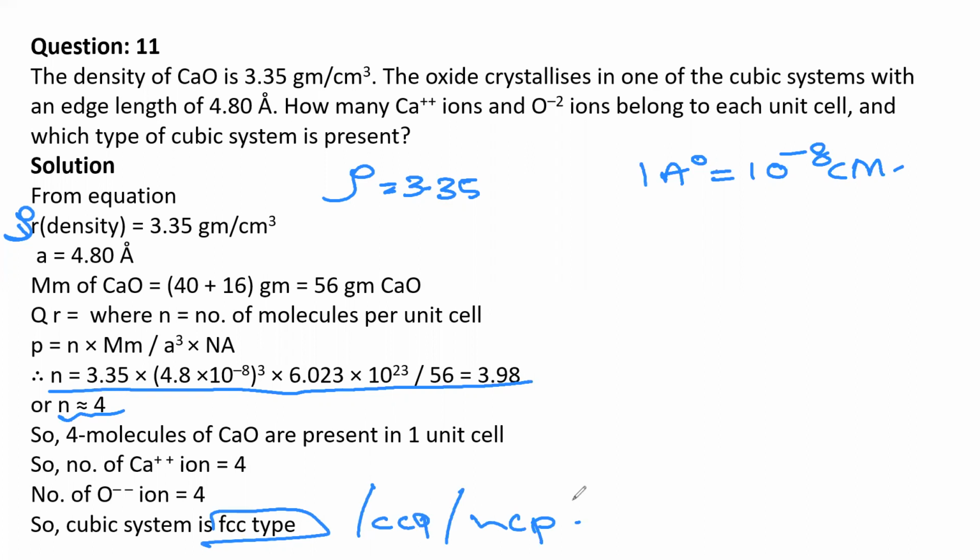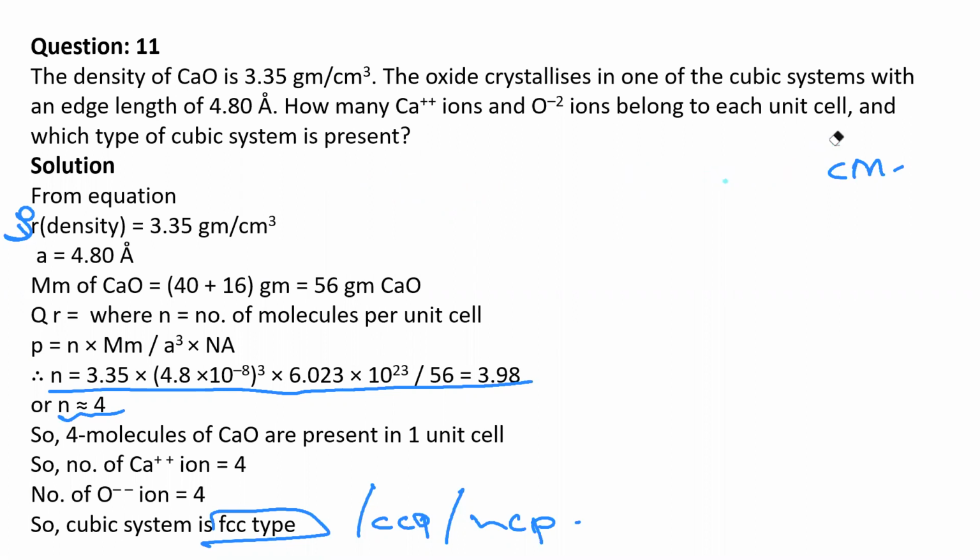It is very clear. Here the density is given and edge length is given. Molar mass is also given. From these three we have to find only the Z value, that is the N value, that is the number of atoms per unit cell. Once you get the number of atoms per unit cell, we can decide the structure of the crystal. And since N is equal to 4, in this numerical it is HCP or CCP or FCC type.